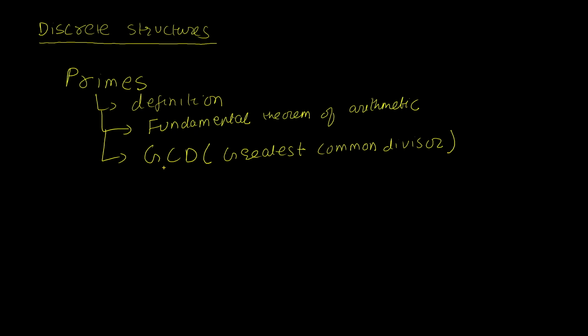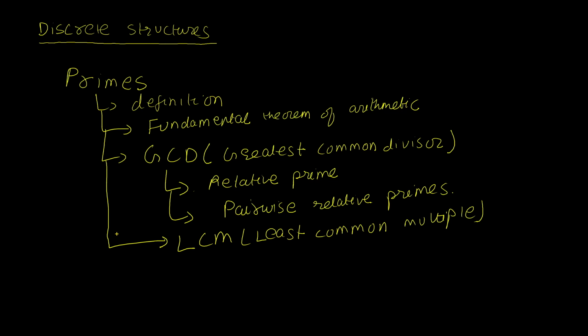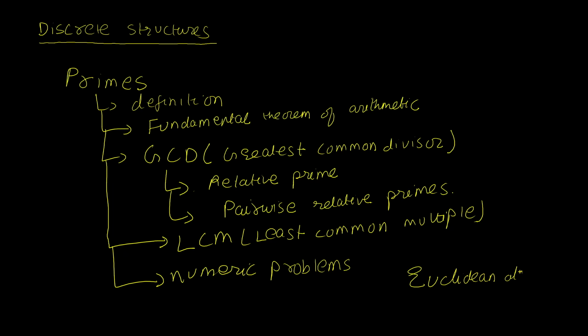And we'll look at two terminologies that are an outcome of GCD, and they are the term relative prime and similarly pairwise relative primes. And then we'll look into the concept of the least common multiple, LCM. And then we'll explore a few numeric problems. So these are pretty basic topics, but the next video is going to be about the Euclidean algorithm, and a few properties that we study in this video are going to be greatly relevant to the discussion of this. Okay, so that's the overview. Let's dive into our first topic.